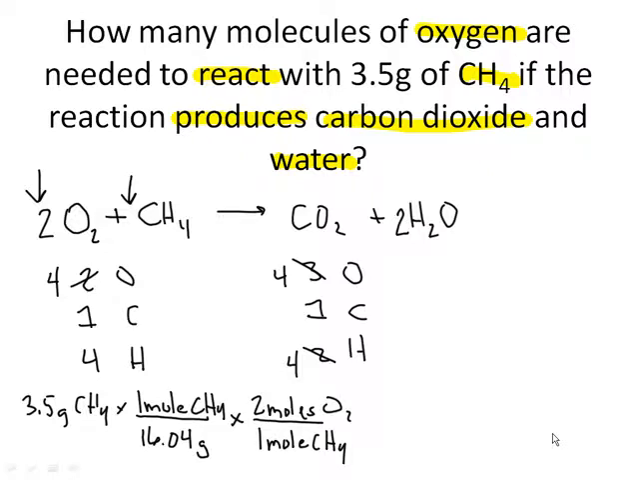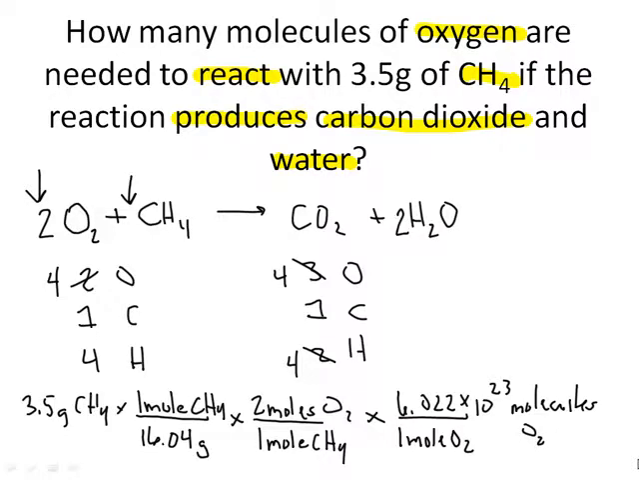The last step in the process is to go to the desired unit, which in this case was molecules. How do I get to molecules? Well, I need to use Avogadro's number. We know that 1 mole of oxygen is 6.022 times 10 to the 23rd molecules of oxygen.